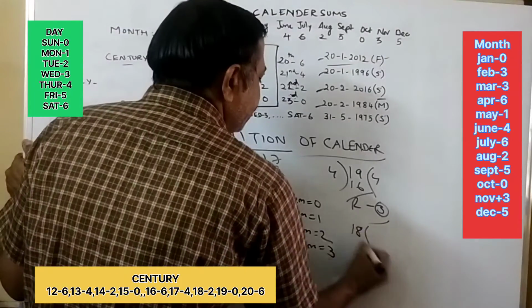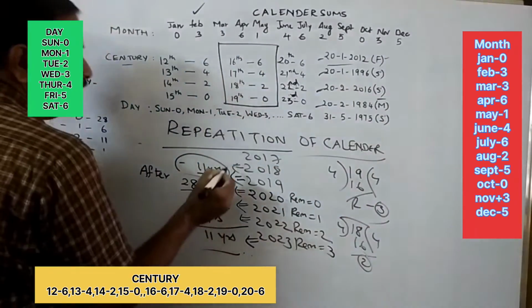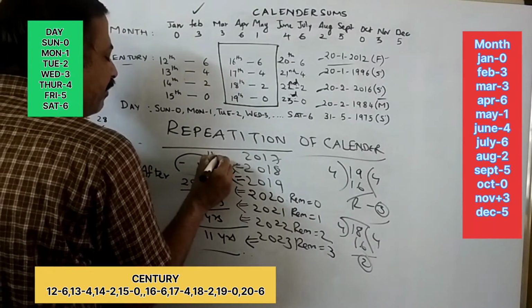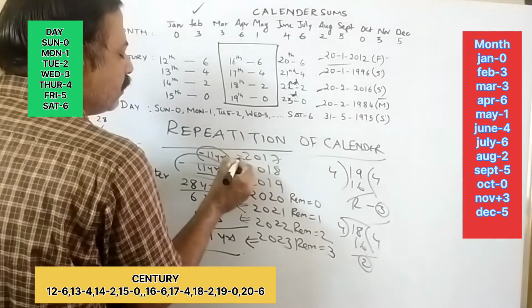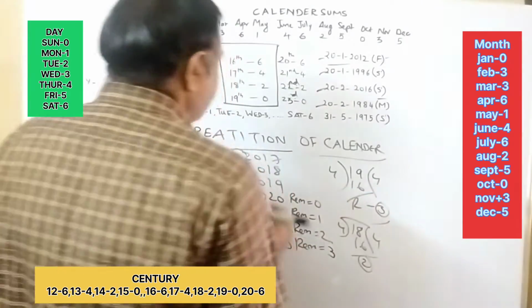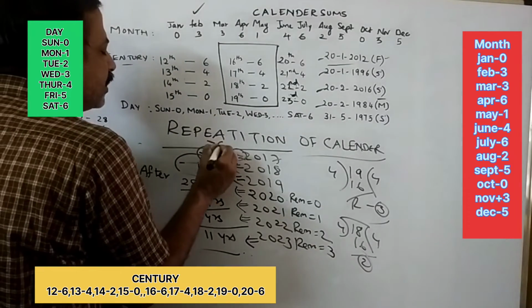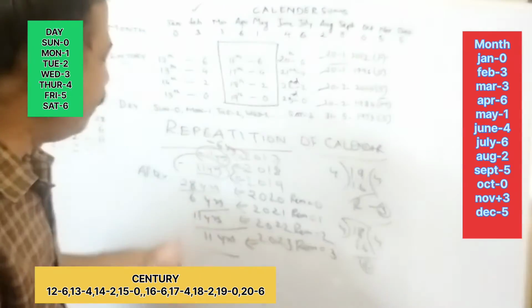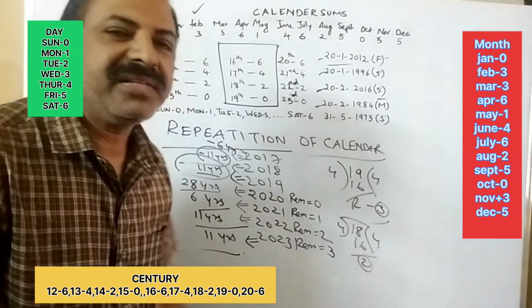So 18 divided by 4, 4 fours are 16. Remainder is 2. Again the calendar repeats 11 years ago. And then 17. Remainder is 1. Remainder is 1 means the calendar repeats minus 6 years. So front and back it is the same. How the calendar repeats itself, we have checked.